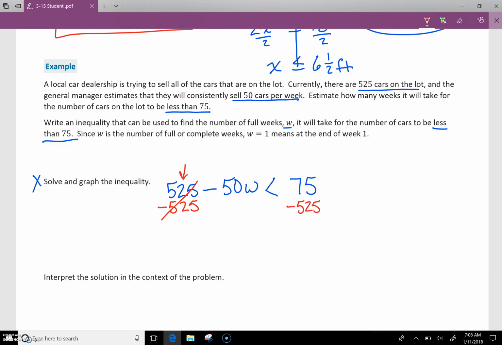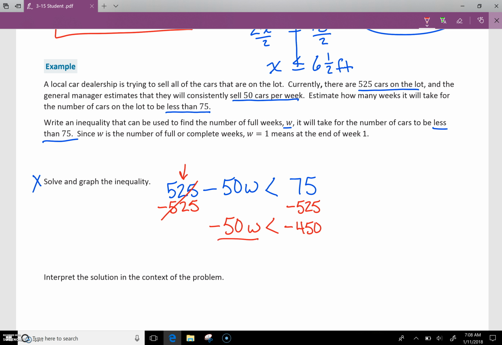They'll cancel, and we are left with negative 50W is less than, and then over here we have 75 and we're taking away 525. That's going to leave us with negative 450, which is strange, but it's going to be okay when you see the next step.